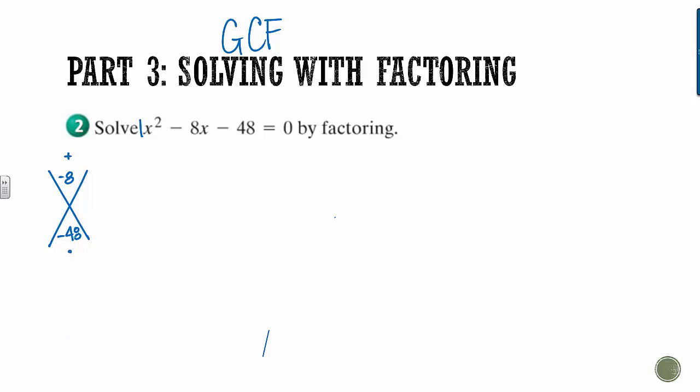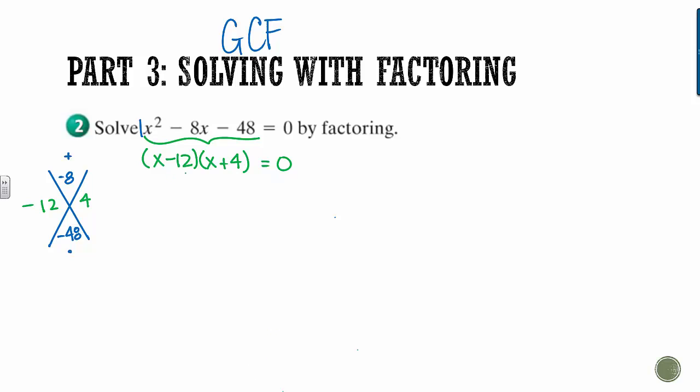And if we go through and figure out what these numbers are, it's going to be 12 and 4, and 12's got to be negative. So I know my factors are x minus 12 times x plus 4. And all I did was rewrite that, because if I double distribute this out, I end up with x squared minus 8x minus 48. So it still equals 0.